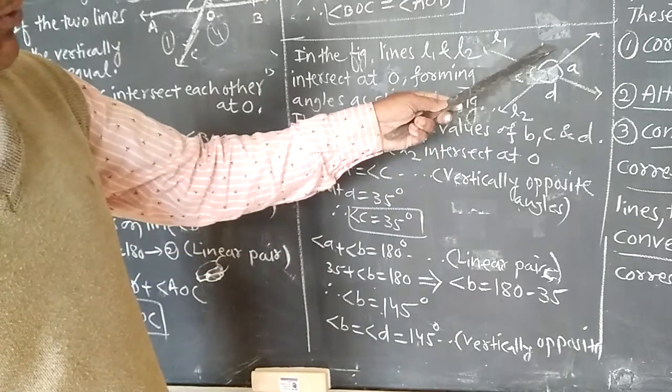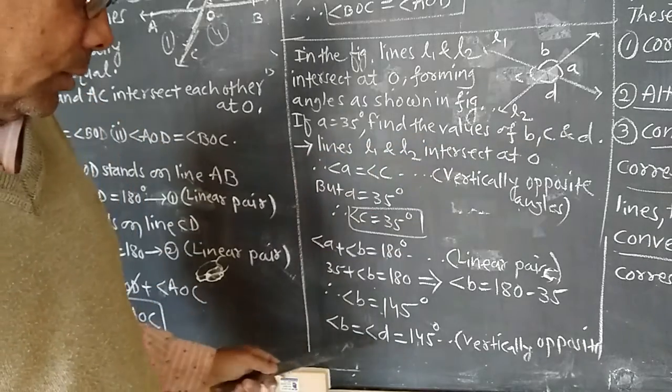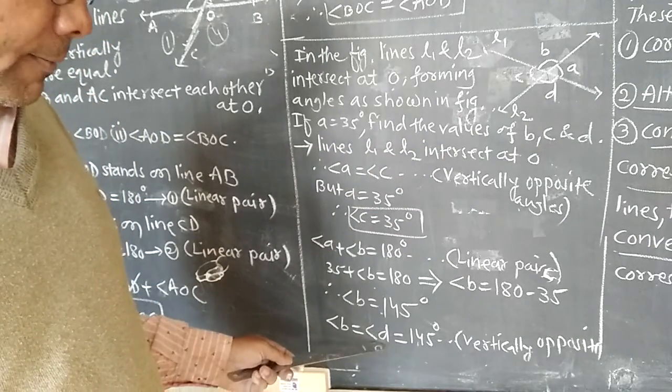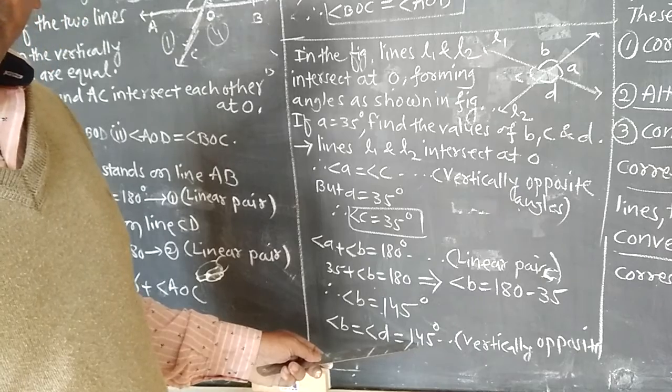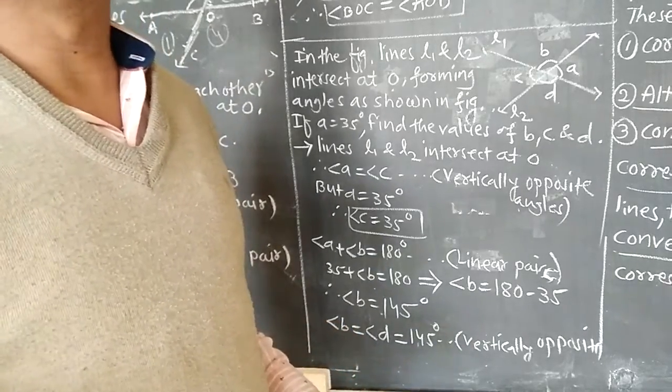Since angle B is 145, its opposite angle D is also 145. So angle B is equal to angle D, and that is 145 degree, because they are vertically opposite angles.